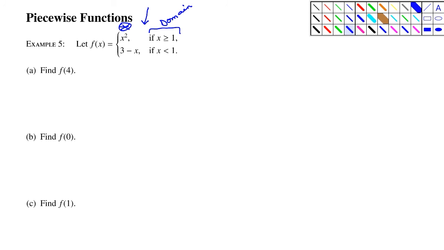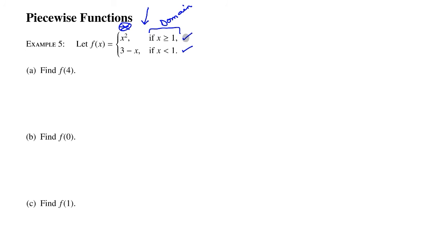So what this function is saying is that if my x's are greater than or equal to 1, then I'm going to find the value of the function by squaring each of those x values. But if the x value I want is less than 1, then I'm going to find those values by using the function 3 minus x. So here we go. Let's see how this works here.